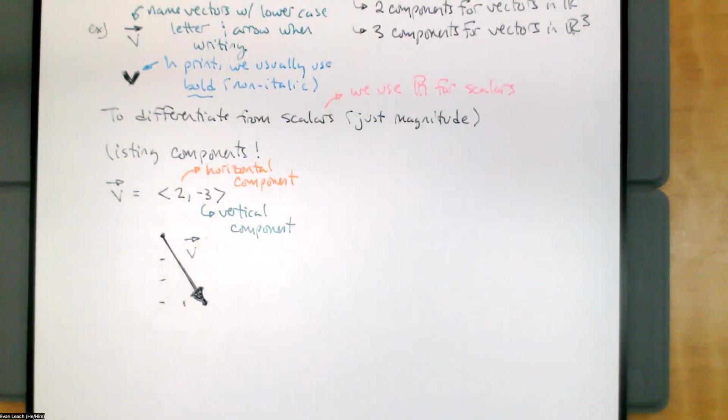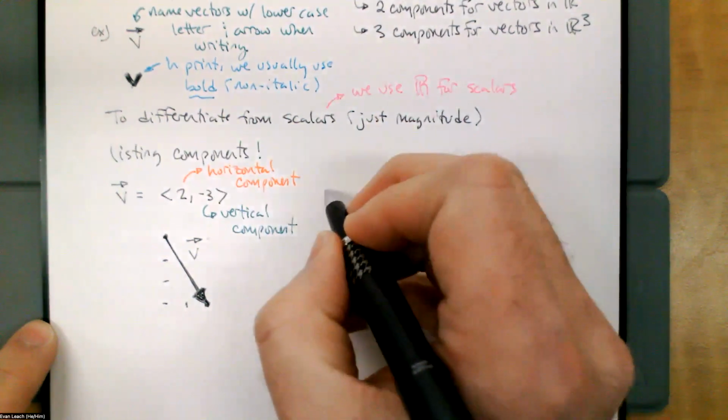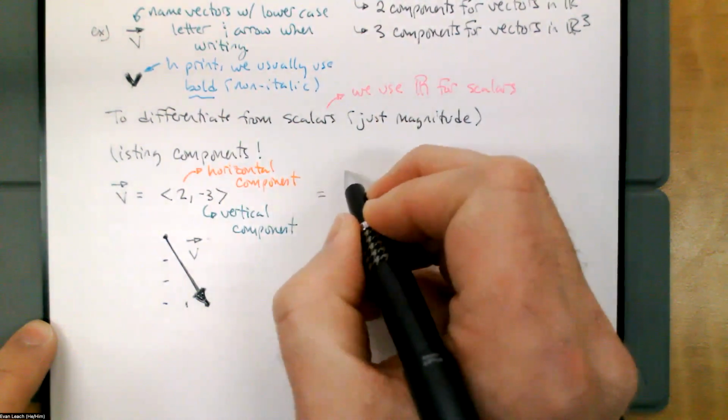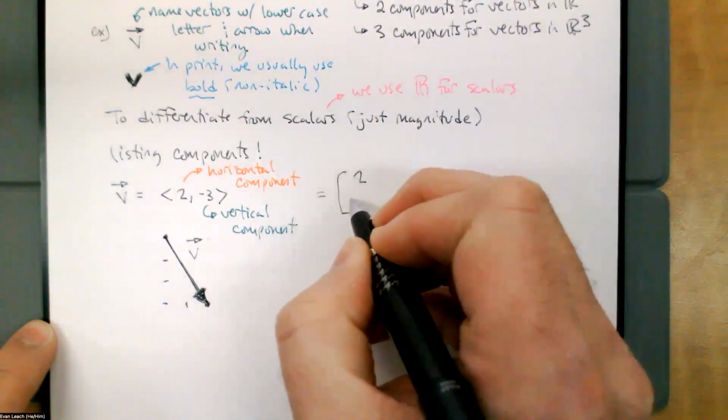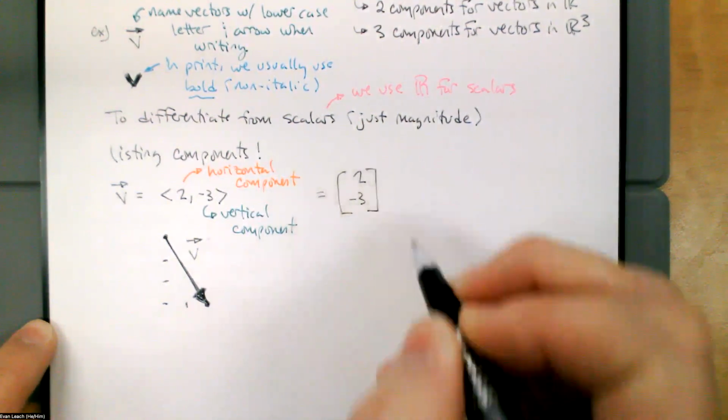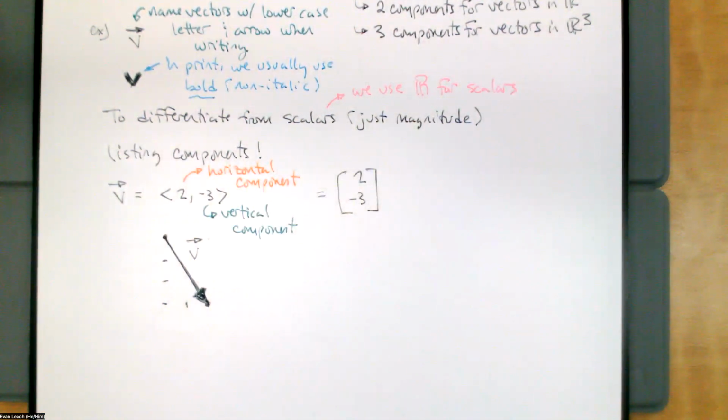We might also list vectors vertically, in which case we'll list our horizontal component first and our vertical component second, reading from top to bottom.